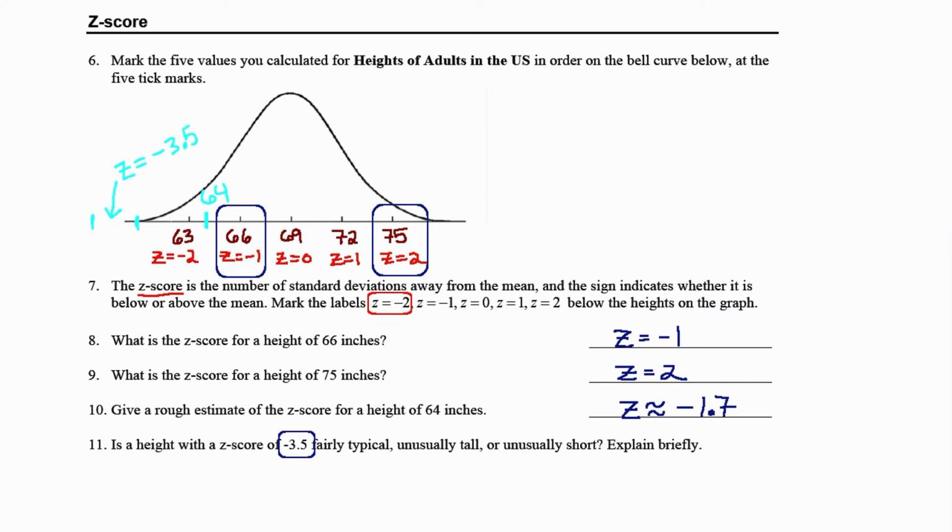And therefore we can see that it is an unusually small value for this distribution, and therefore that would correspond to a height that is unusually short. So even without knowing what height we're talking about, just by knowing the z-score, we can tell that it is unusually short.